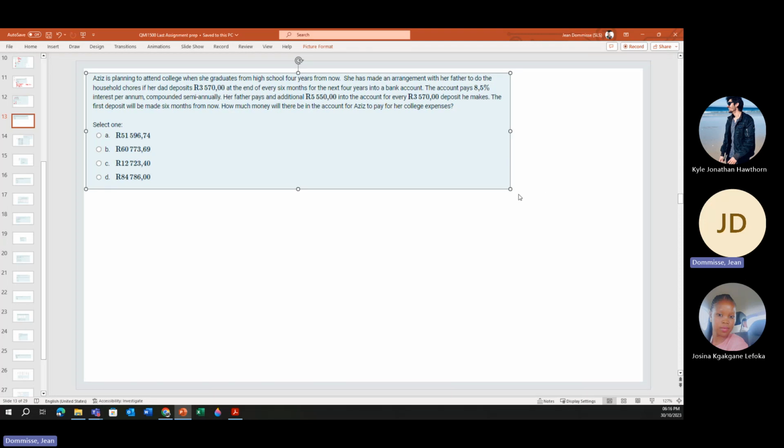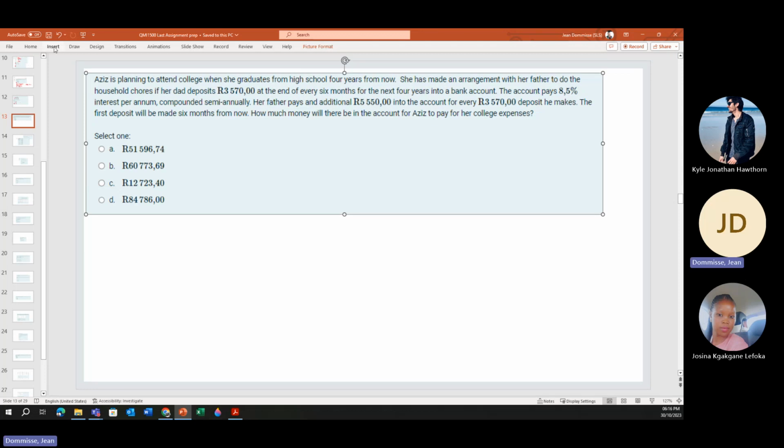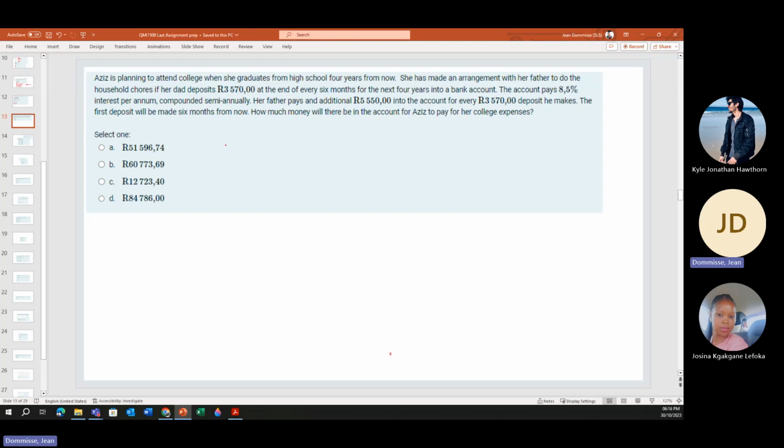This looks like one of the things we had last time as well. I look at Aziz, I think there was also mention of Aziz in the previous one. So let's just quickly check. Aziz is planning to attend college when he graduates from high school 4 years from now. He has made an arrangement with his father to do the household chores. If his dad deposits 3,570 at the end of every 6 months for the next 4 years into a bank, the account pays 8.5% interest compounded semi-annually. The father pays an additional 5,550 into the account for every 3,570 deposit he made. The first deposit will be made 6 months from now. How much money will there be in the account for Aziz to pay for his college expenses?